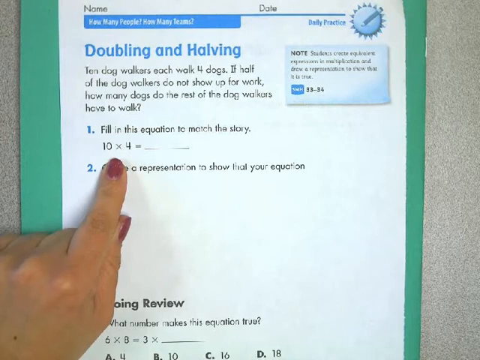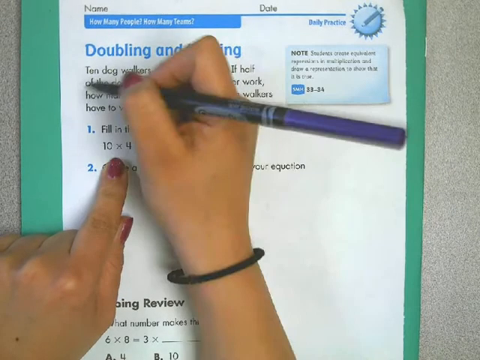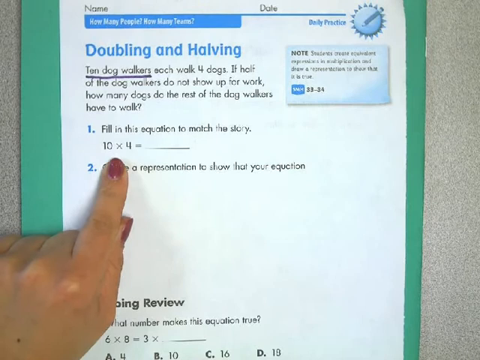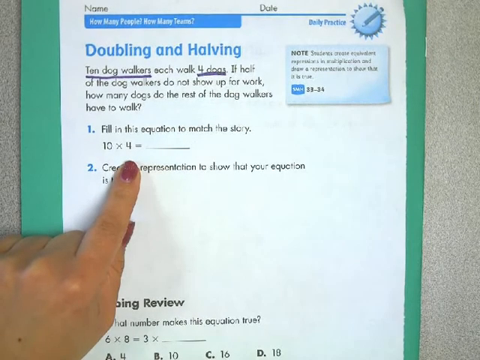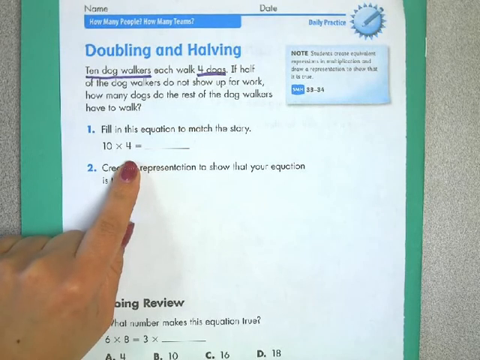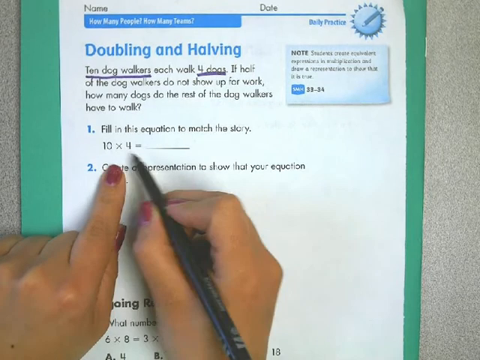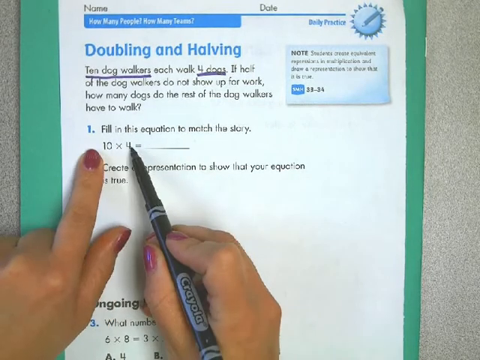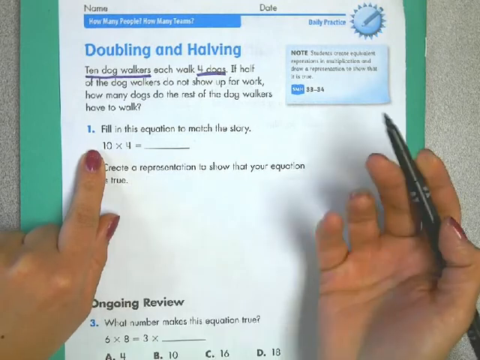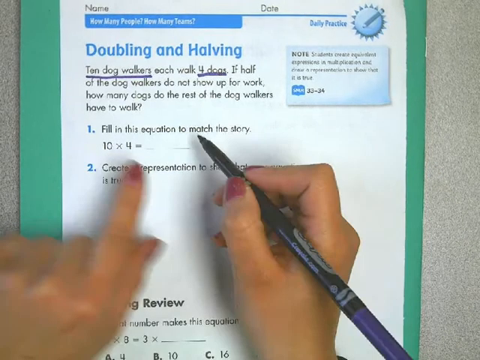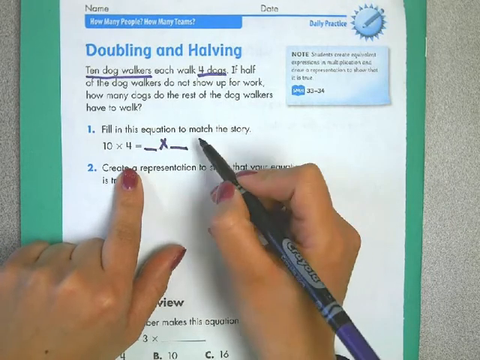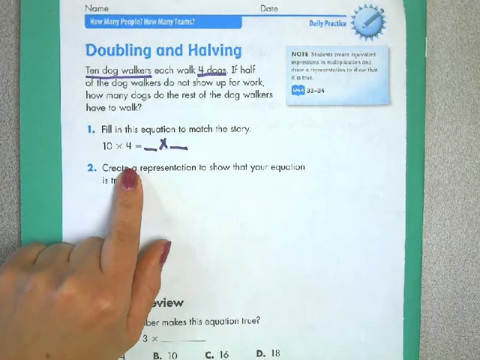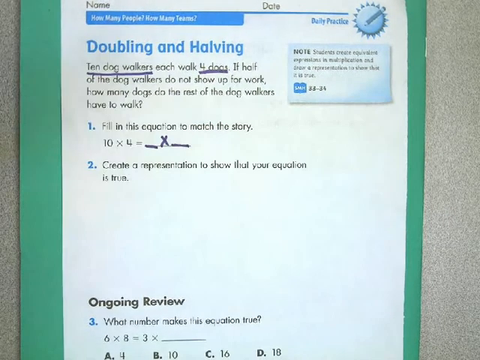Well, I know the 10 came from here, 10 dog walkers, and the 4 are the 4 dogs that each dog walker is walking. So, to make this equation true, 10 times 4 is 40. So whatever multiplication problem goes here has to also equal 40. But there's more to the problem.